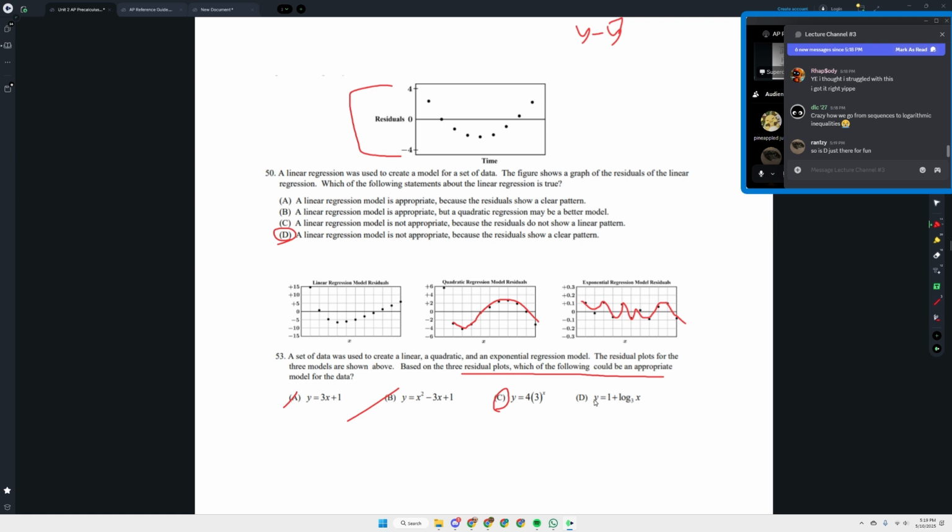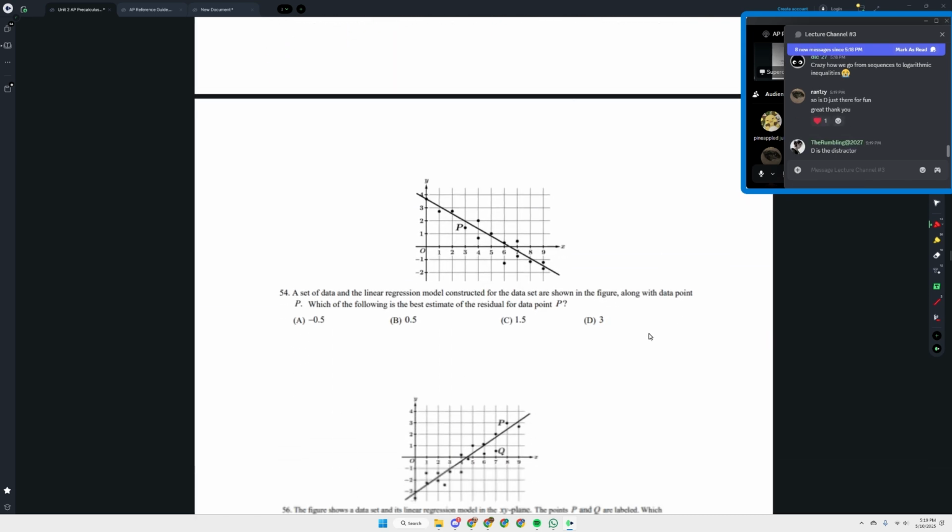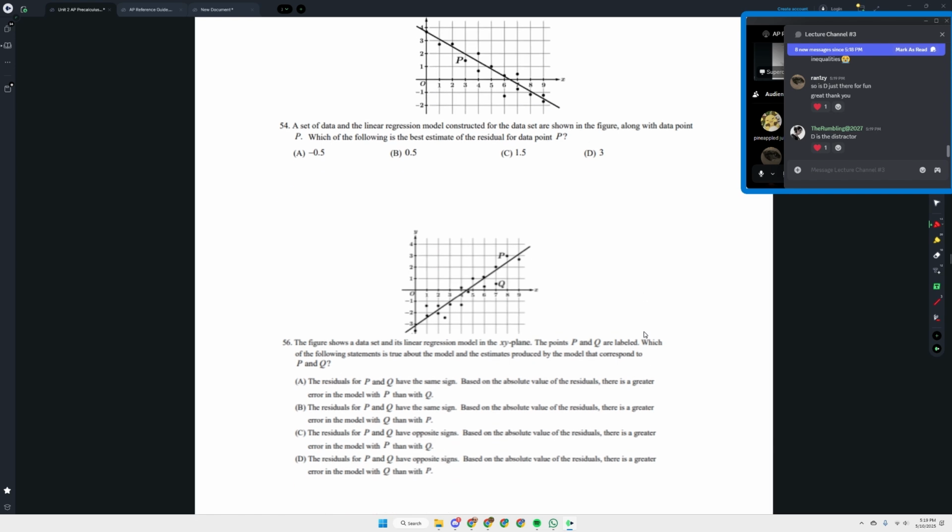D is just there for fun, yeah. They just needed one more answer. You could have another plot for log, but yeah. D is a distractor, yep. Now try these two. 54 and 56.